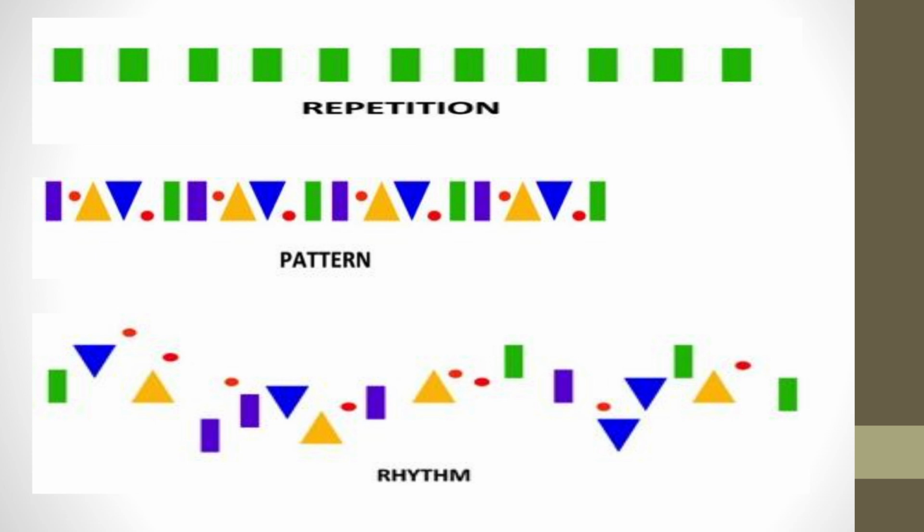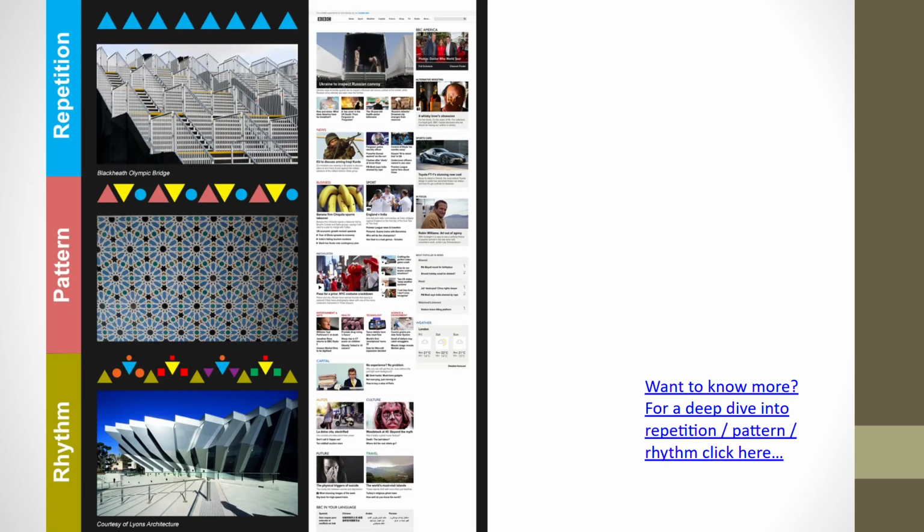We can see repetition, pattern, and rhythm next to each other, how it gets a little bit more complex each time. Repetition is the simplest, with just the green squares being repeated. Pattern is a little bit more complex, with different elements being repeated in groups or sets. And in rhythm, we see the elements being repeated with slight variations each time.